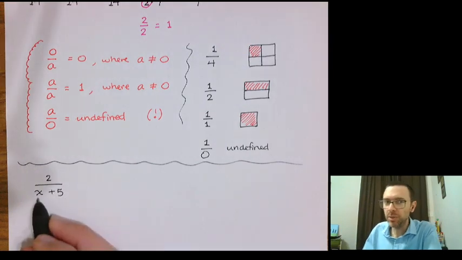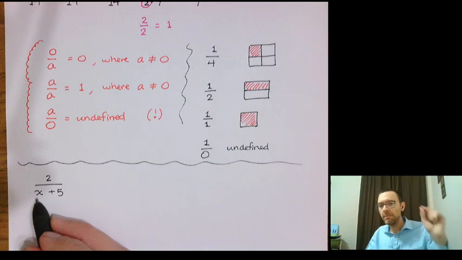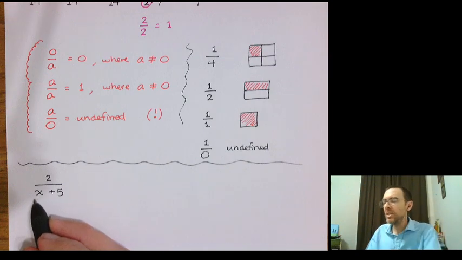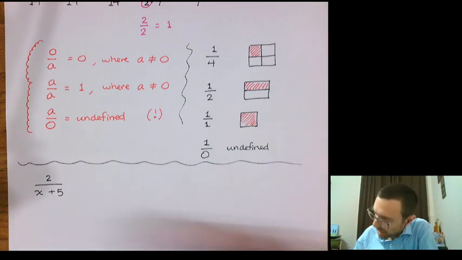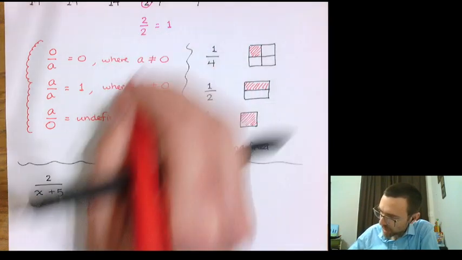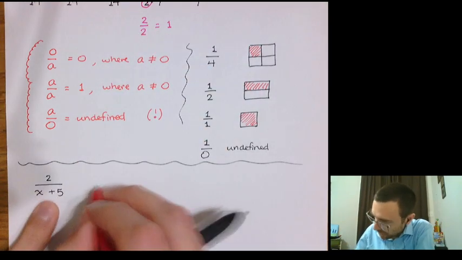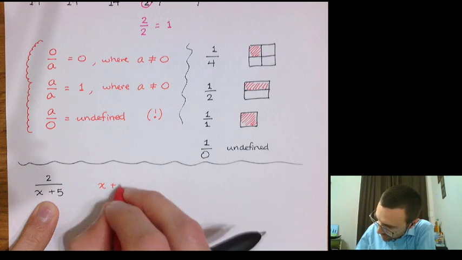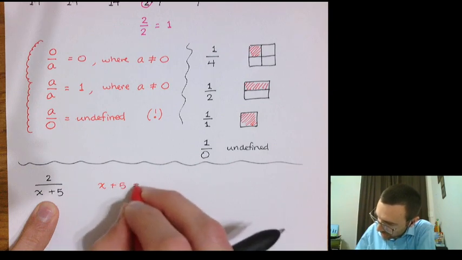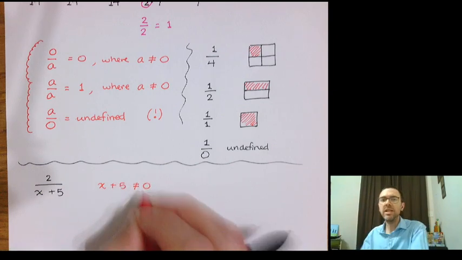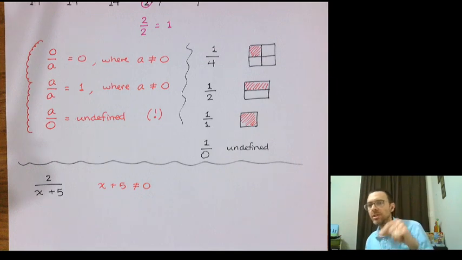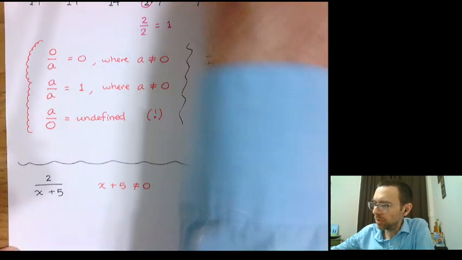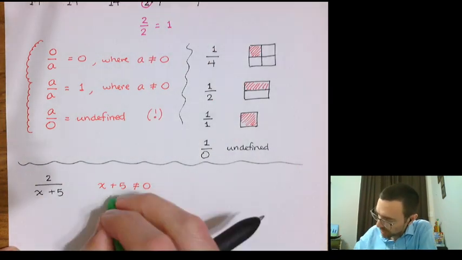this, let's say 2 over x plus 5. Since x is a variable, it can represent any number that you want, almost. See, the caveat here is that all the stuff that we talked about above, this denominator, x plus 5, is never allowed to equal 0. So you can plug in any value of x that you want to, as long as it doesn't make the denominator equal 0.